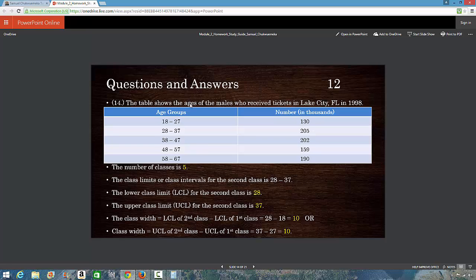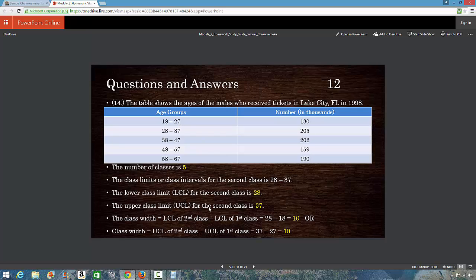Question 14 gives you classes. This is still age groups for those who receive tickets. How many classes do we have? 1, 2, 3, 4, 5. 5 classes. That is all we have. These are called class intervals or class limits. Like in the first class, this is the lower class limit or the lower class interval. Lower class limit is 18. Upper class limit is 27.